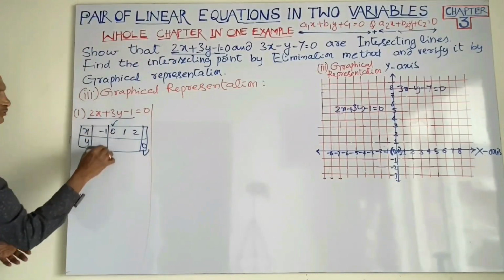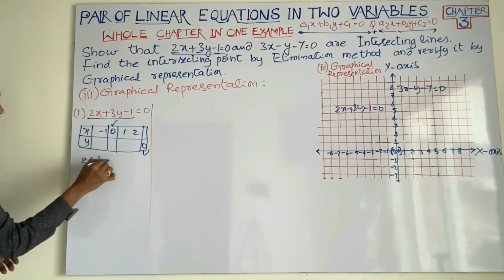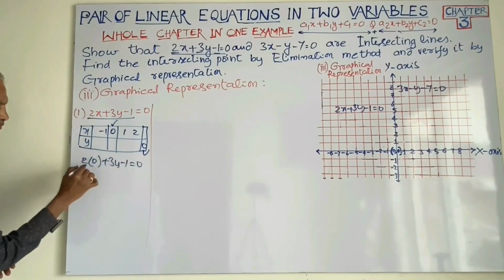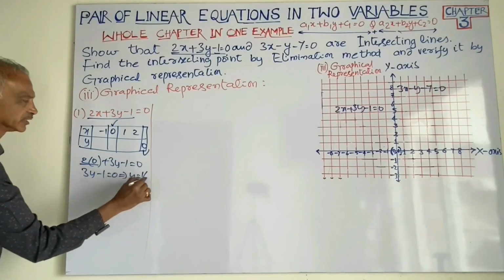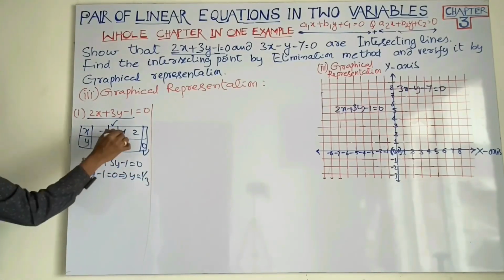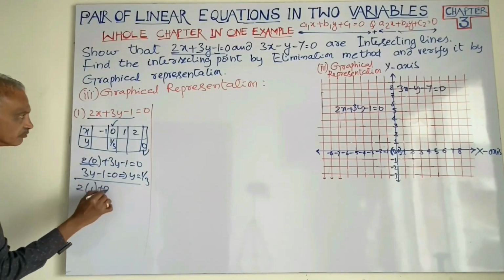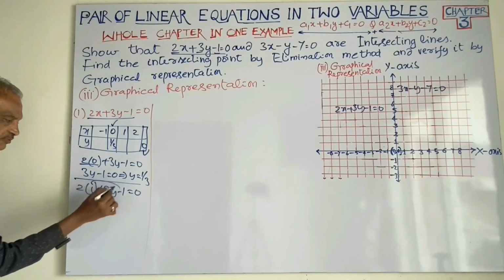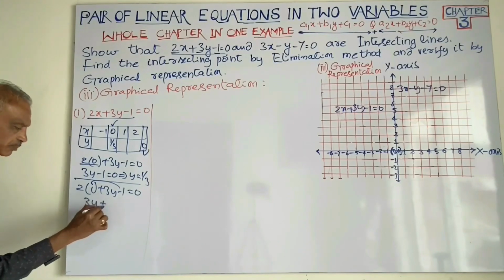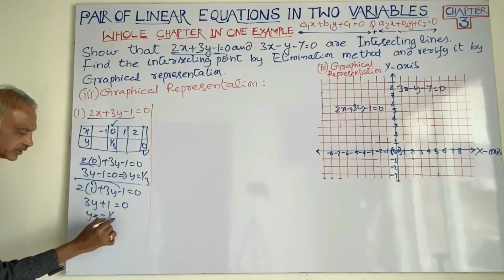Now substitute x is equal to 0: 2 into 0 plus 3y minus 1 is equal to 0. 2 into 0 is 0, so 3y minus 1 is equal to 0, and you will get y is equal to 1 by 3. Substitute x is equal to 1 here: 2 into 1 plus 3y minus 1 is equal to 0. 2 into 1 is 2, 2 minus 1 is 1, so 3y plus 1 is equal to 0. You will get y is equal to minus 1 by 3.